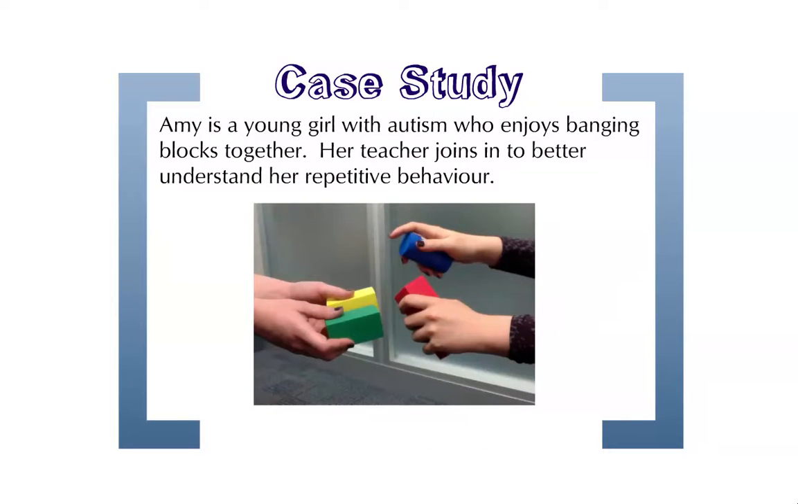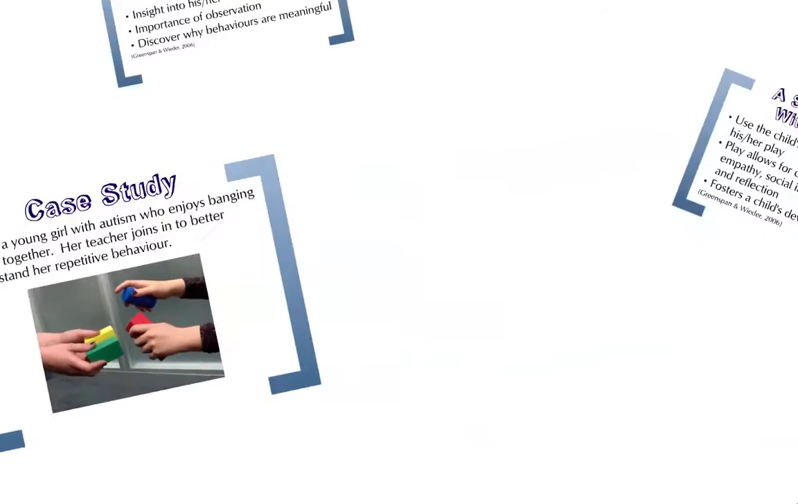Amy is a young child with autism. She spends her time playing with blocks. In one instance, Amy's teacher observes Amy continually banging together two blocks. Her teacher comes over and engages in the same action with Amy. By doing so, she can get a better understanding of why this action is meaningful to her and what benefit it has. For Amy, this action is relaxing and reduces anxiety.